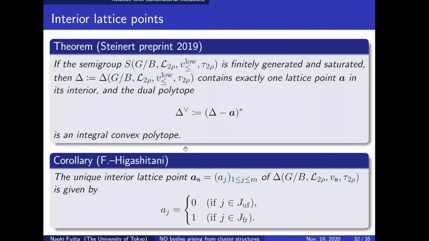Recall that by the theorem of Fujita and Oya, the Newton-Okounkov body associated with cluster-theoretic valuation satisfies this assumption of Steinert. So this Newton-Okounkov body also contains only one interior lattice point, A_S. But I and Higashitani computed this unique interior lattice point, A_S, explicitly.